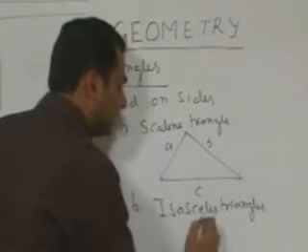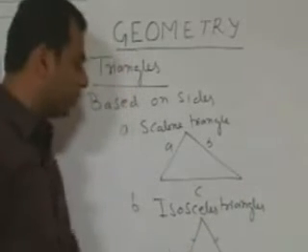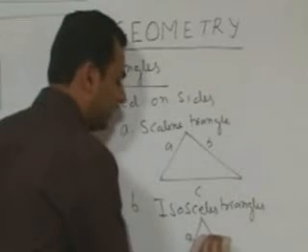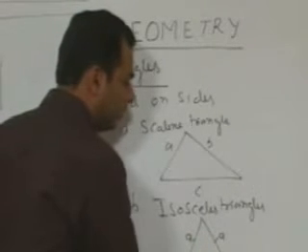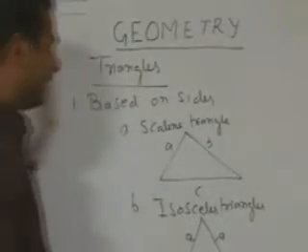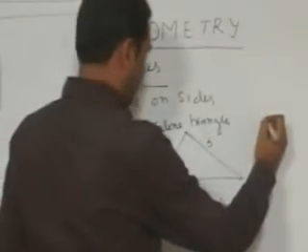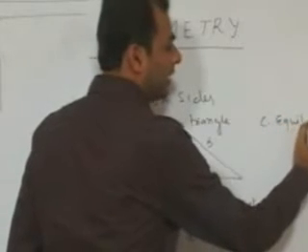The next one is the isosceles triangle, in which two sides are equal and the angles opposite to these two sides are also equal. For example, if this is A and this is B, these two angles are always equal. And the last one is the equilateral triangle, in which all the sides are equal.